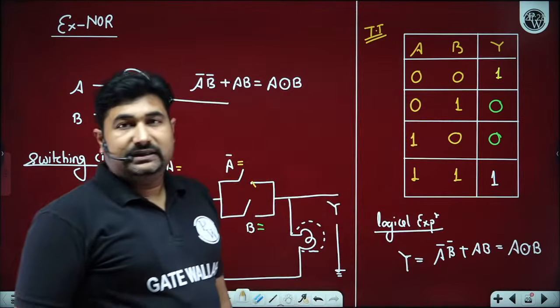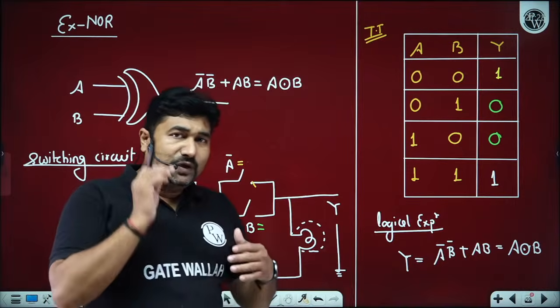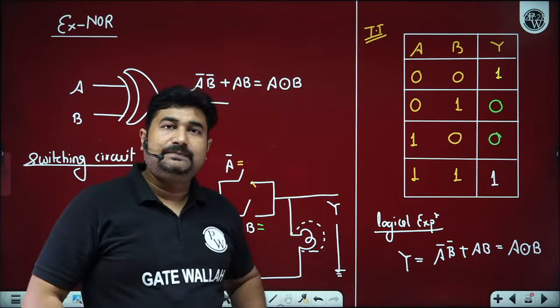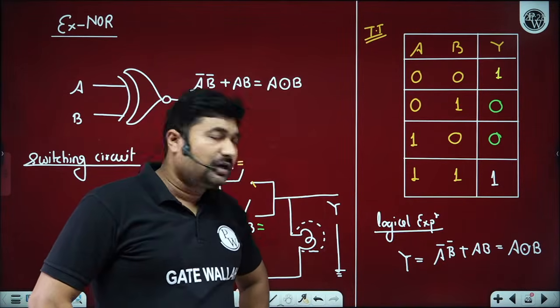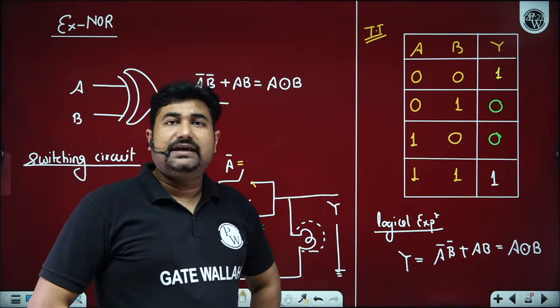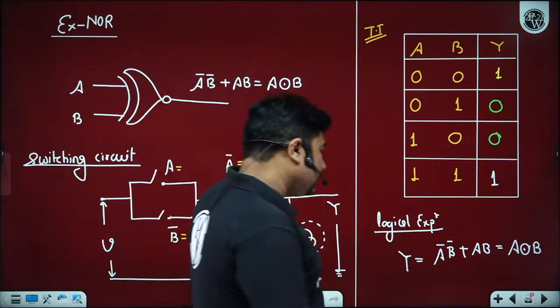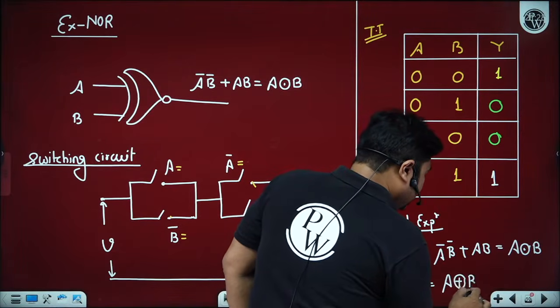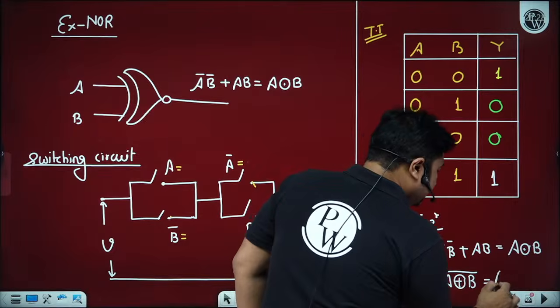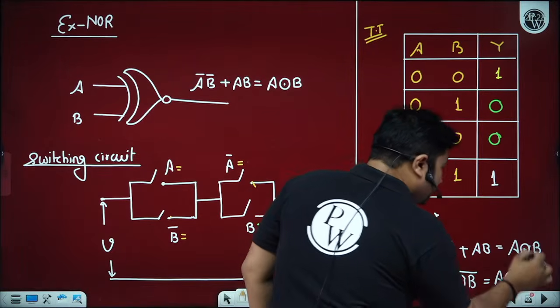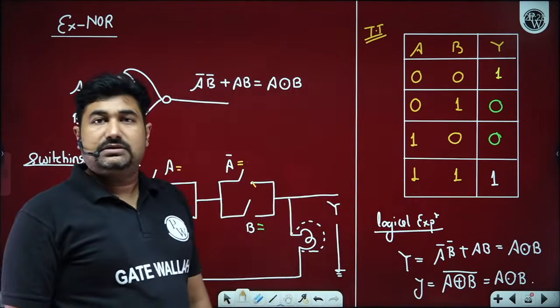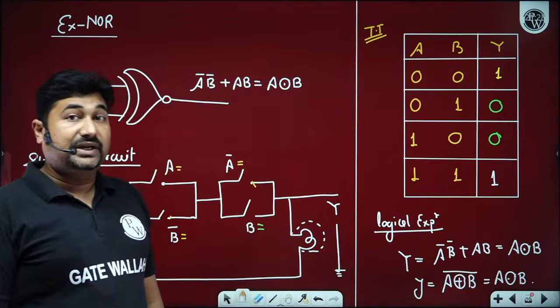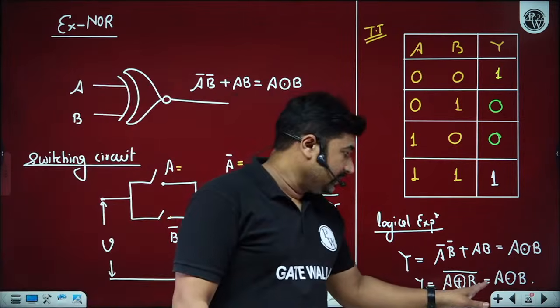One very important thing, if you observe, A XNOR B is the same as A XOR B whole bar, but that is only true for two inputs. You can also write it as A XOR B whole bar, that is A XNOR B, but that is true only for an even number of inputs. It is not true for an odd number of inputs. That is a very important thing. Is it okay?